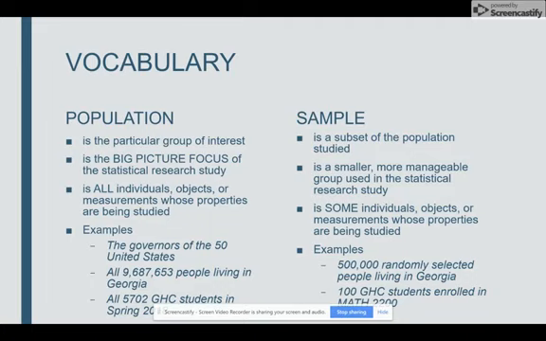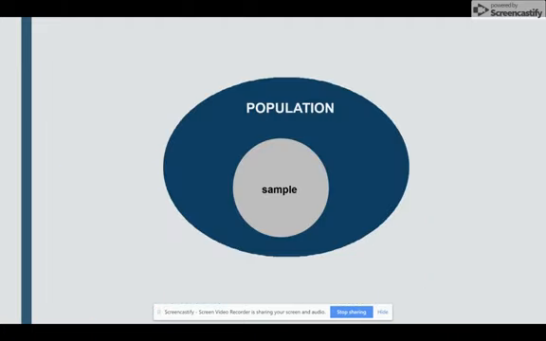This visual aid can hopefully help you see the relationship between the population and the sample. Population is big picture, sample is a smaller group.